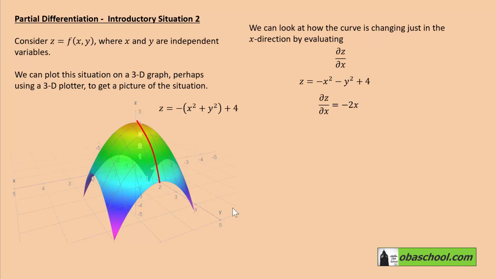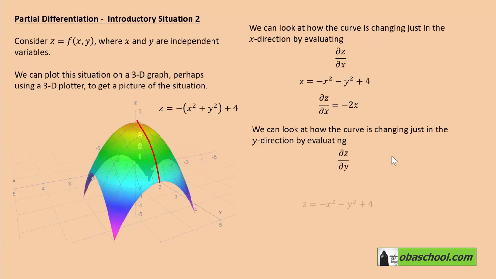We could also look in the y direction, keeping x constant. So we can look at how the curve is changing just in the y direction by evaluating dz/dy. Since z is negative x squared, take y squared plus 4, dz/dy is equal to negative 2y.